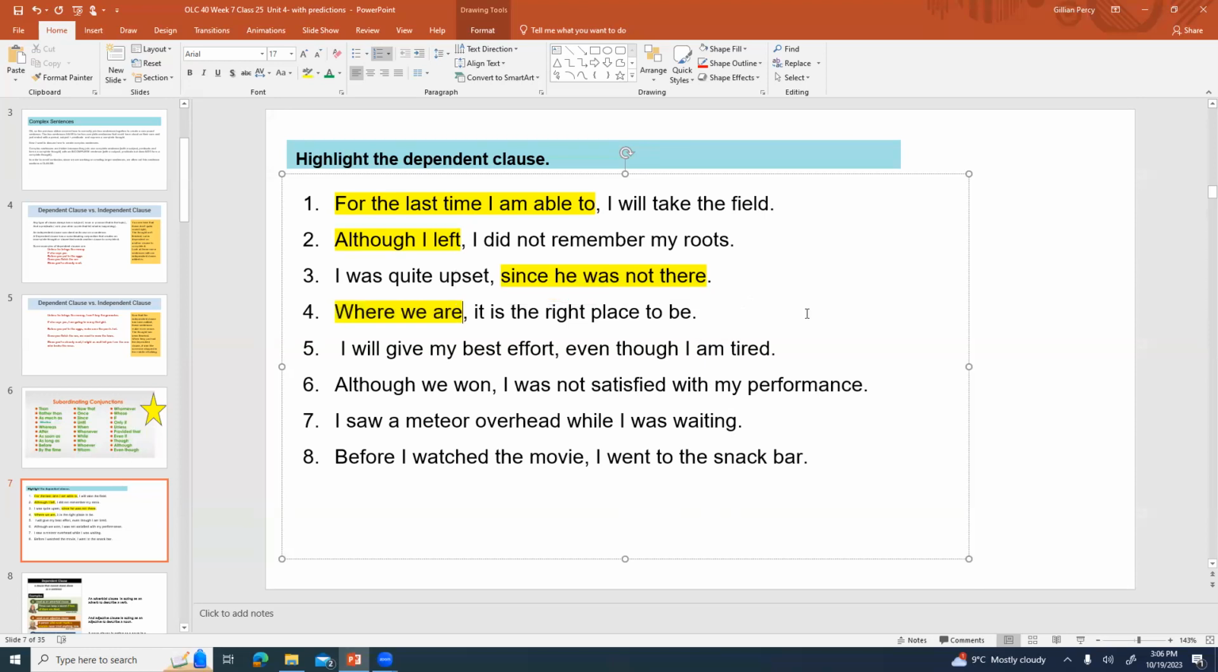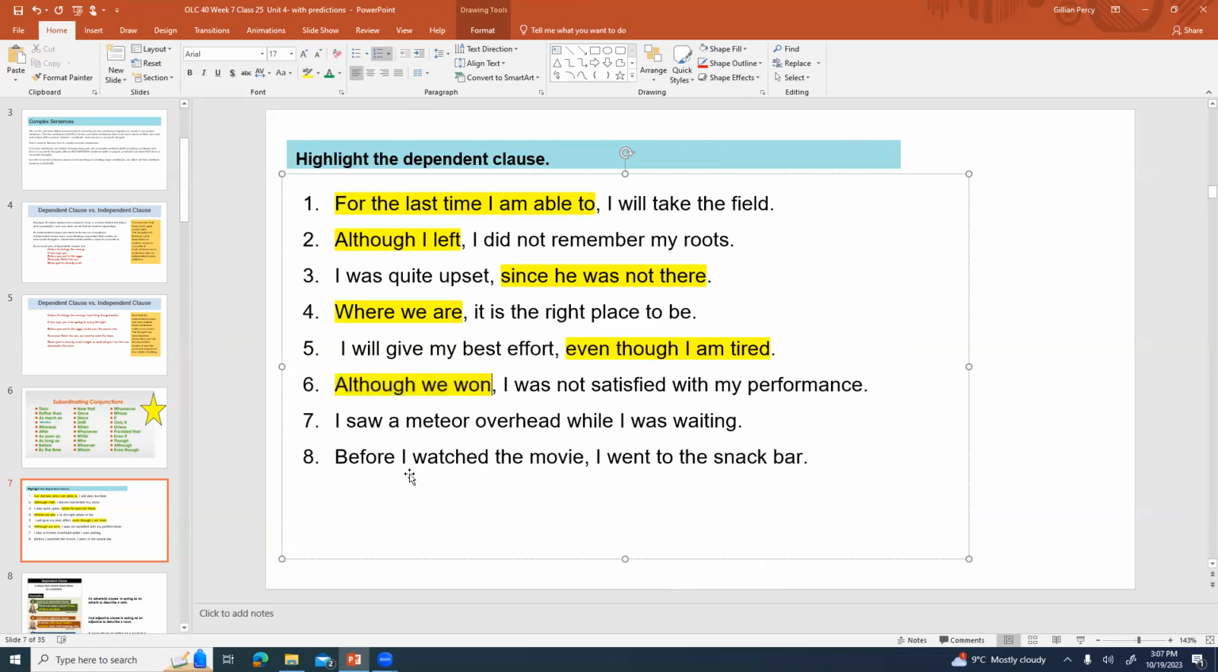I will give my best effort, even though I am tired. So our subordinating conjunction is right there in the middle, even though. And so we keep on going, and that whole section is your dependent clause. Although we won, I was not satisfied with my performance. Although we won, there's our dependent clause.